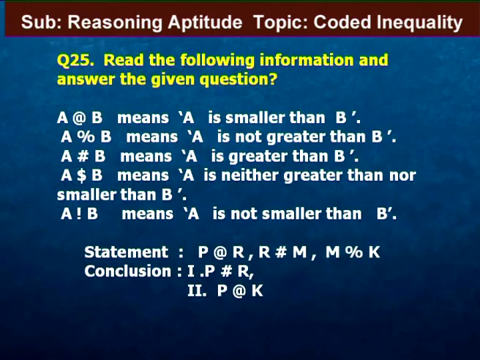That one is P at the rate R hash M percentage K. Conclusion 1, P hash R. Conclusion 2, P at the rate K. So we apply the given inequalities for the given question. Here at the rate is denoted less than, and hash is denoted greater than.